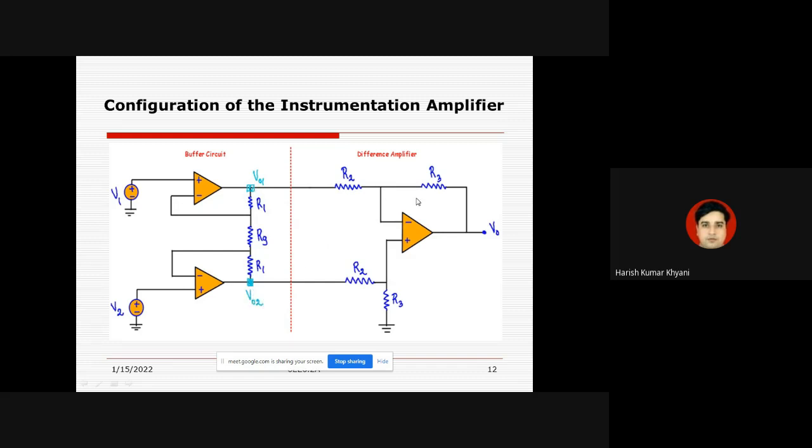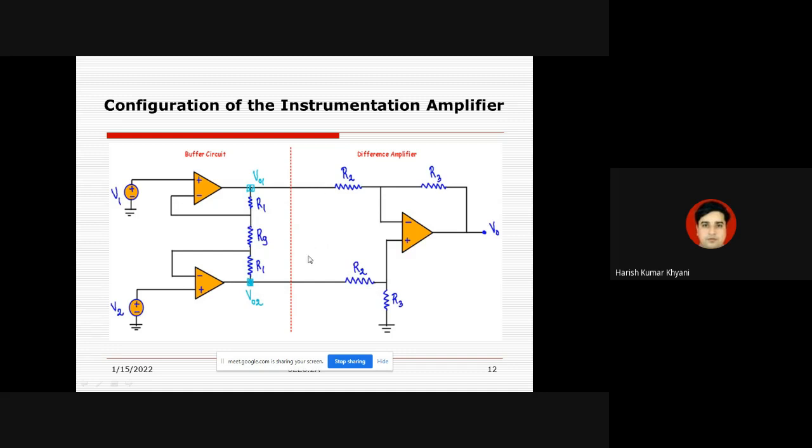Okay, and now come to this differential part. This is op-amp number 3. Okay, and this op-amp is having output V0 and it has two inputs. The output of op-amp 1 is applied to the inverting terminal of op-amp 3 with resistor R2, and the output of op-amp 2, that is V02, it is also applied at non-inverting terminal of the op-amp 3 with R2, right? I think you have understood the circuit. Now in the next slide we will discuss about the working of this instrumentation amplifier.